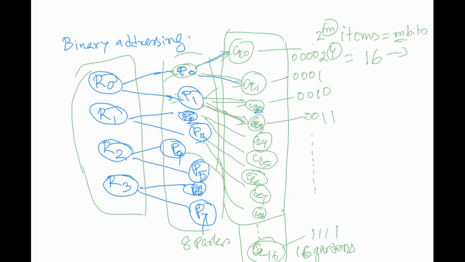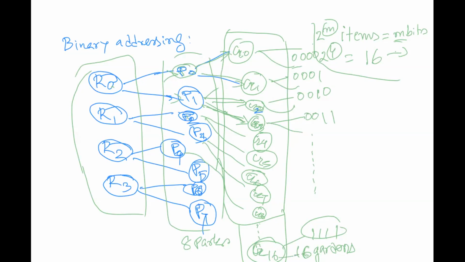If you look at it this way, a total of 4 bits is required to uniquely identify each garden. So it starts from 0, 1, 2, 3, 4, and up to 16. This is the binary representation. So from here you can identify each garden this way. This is garden number 0, this is garden number 1, 2, 3, 4, and so on up to 16.